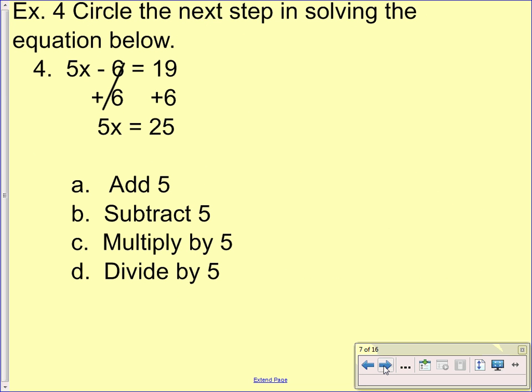Now in example 4, I'm going to circle the next step in solving the equation below. So as I look at this, 5x minus 6 equals 19. 6 was added to both sides using the addition property of equality, so that I have 5x equals 25. So my next step, divide by 5 on both sides, which is answer D.